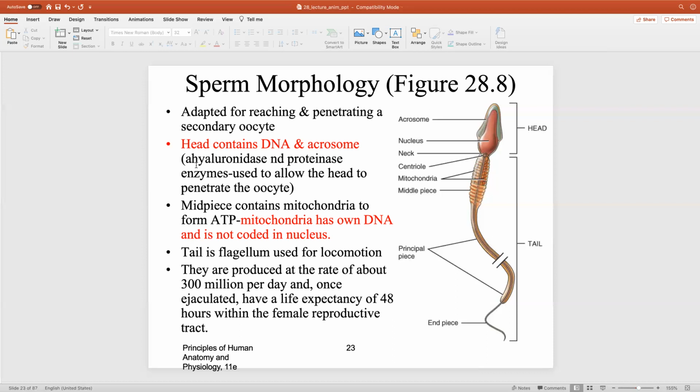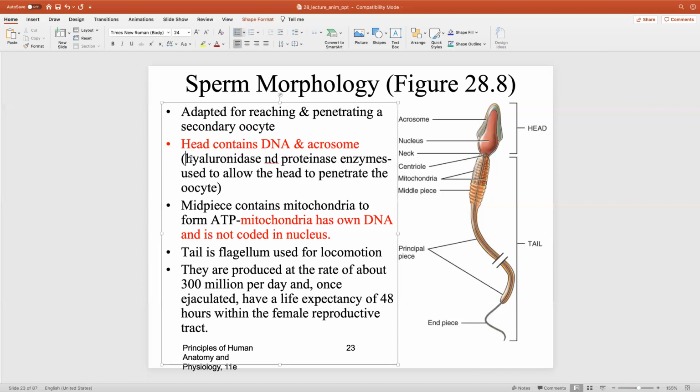Now, what we're going to see is that you're going to have nuclear DNA right here. The nuclear DNA is found in the head region, and it's 22 autosomes, or 22 chromosomes, along with an X or a Y chromosome, right?